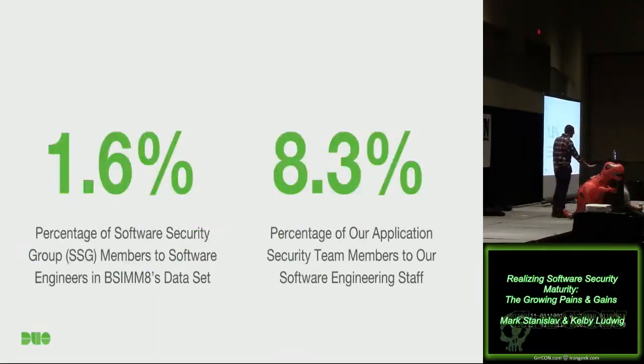So honing in a little bit further and focusing on AppSec specifically within Duo, we've drawn out a BSIM 8 metric on the ratio of the software security group to software engineers over that data set. So BSIM 8, their data set suggests that there's 1.6 software security group members, which are the people that are responsible for software security within an organization, per 100 engineers. In contrast, at Duo, we have about 8.3 security focused, or just application security engineers per 100 engineers.